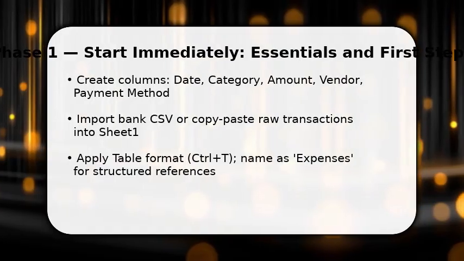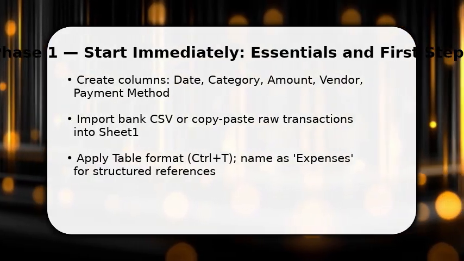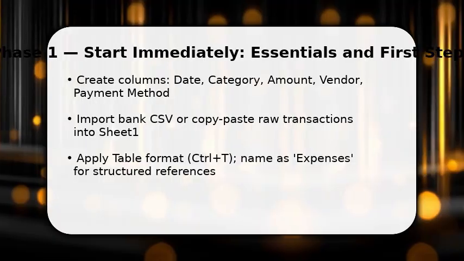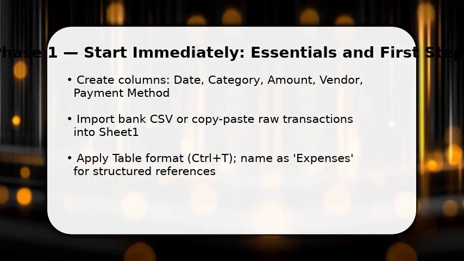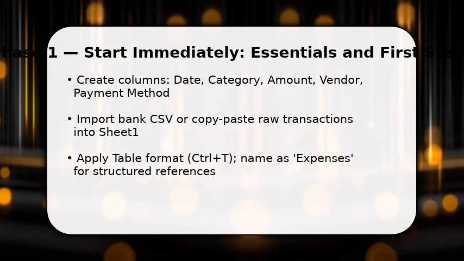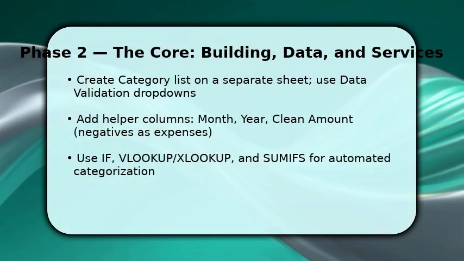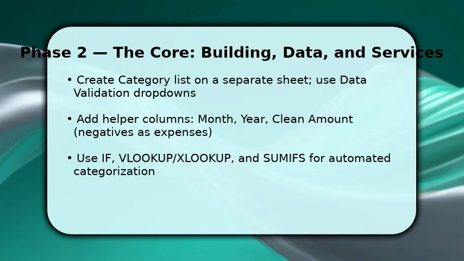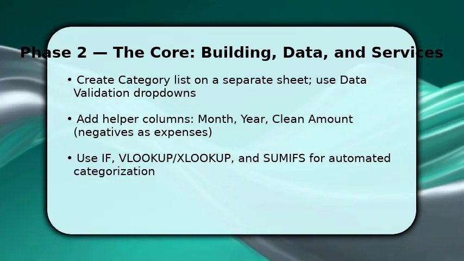Next, confirm essential columns: date, category, amount, vendor, payment method, and format amount as currency. Make sure dates parse correctly. Incorrect dates will break summaries. Once the table is ready, focus on consistent categorization to produce meaningful reports.